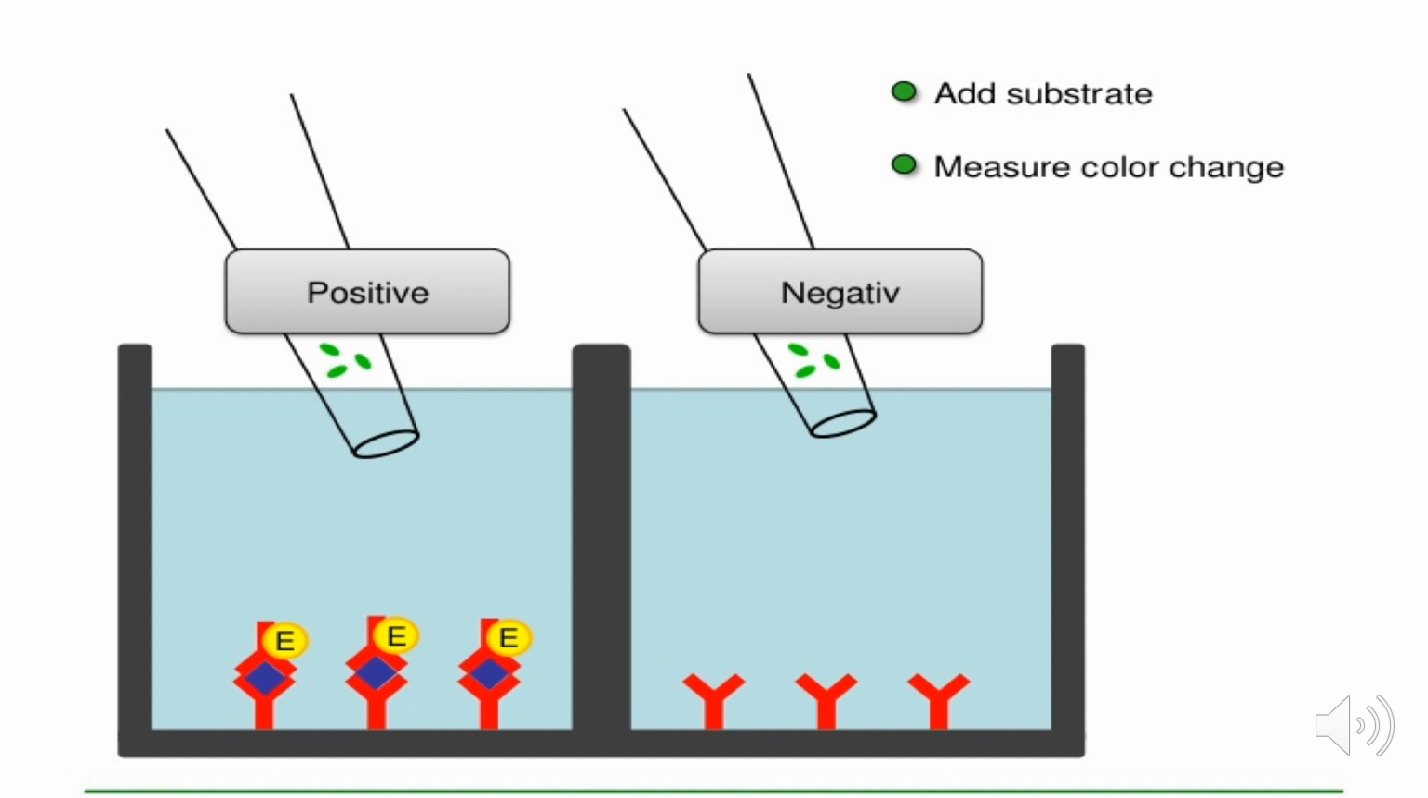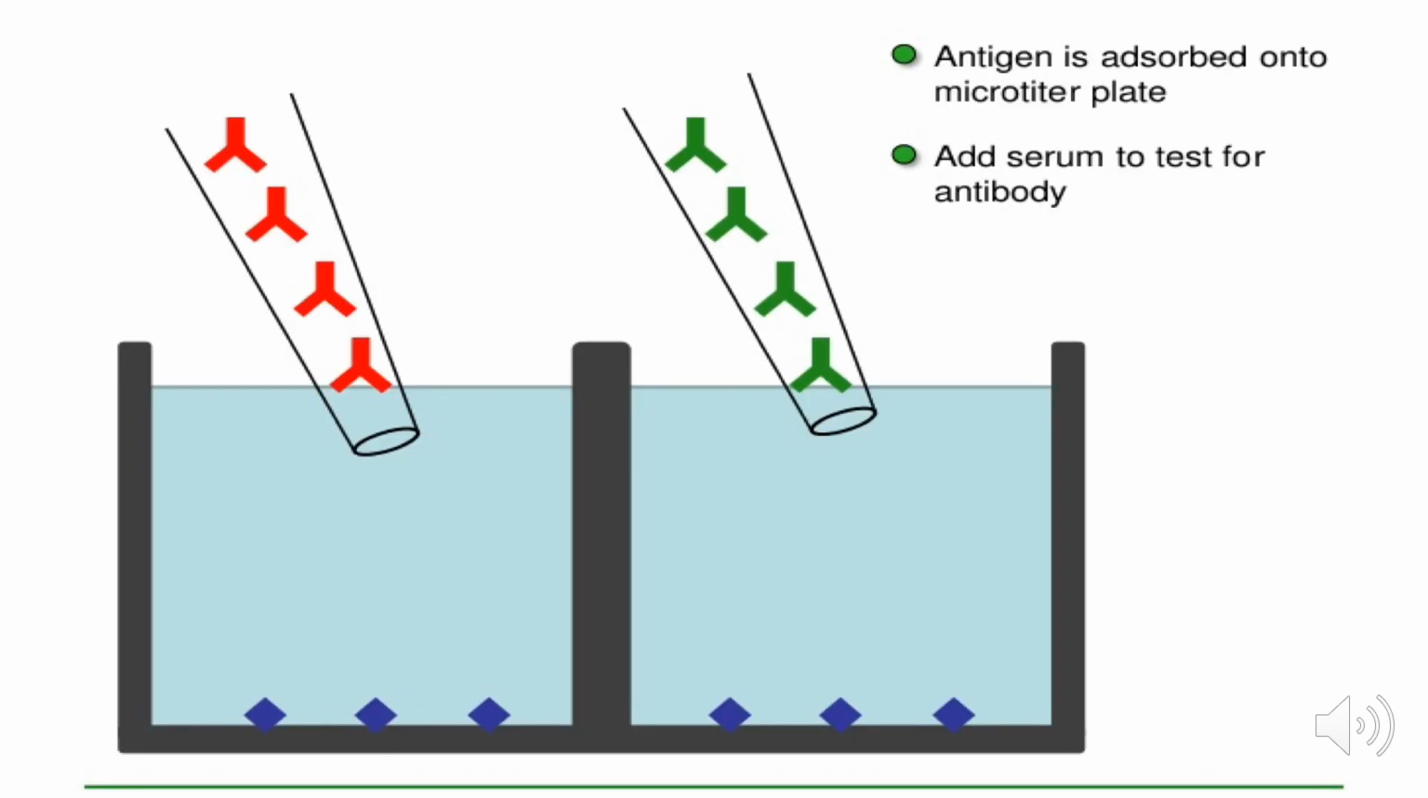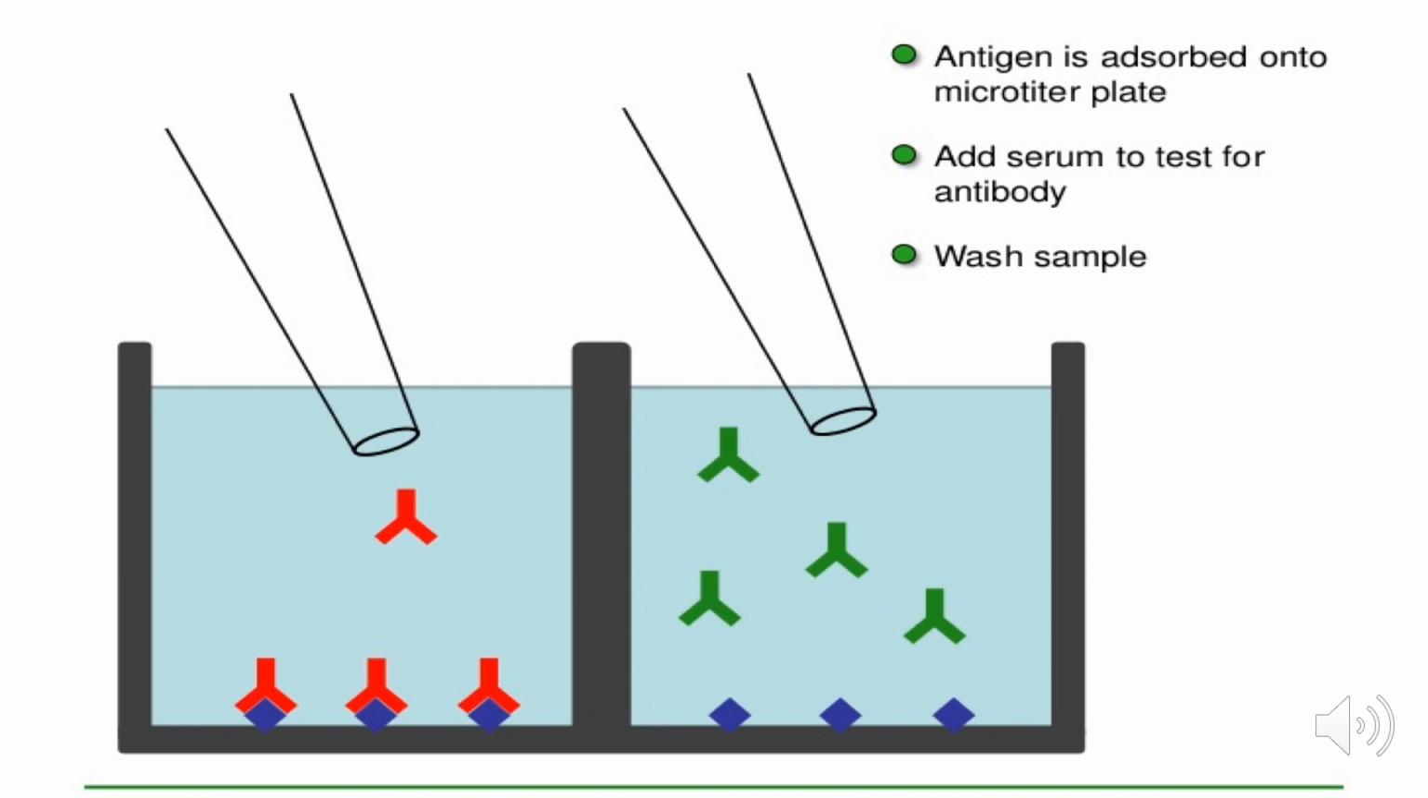Aside from the sandwich type, we also have the indirect type of non-competitive immunoassay. This time, it is designed to detect the presence of antibodies in the patient sample. So what should be immobilized in the sample wells? The antigens. Just like in our previous discussion, well number 1 has the positive sample, well number 2 has the negative sample. So expect that the patient's antibodies will bind to the specific antigens immobilized in the sample well.